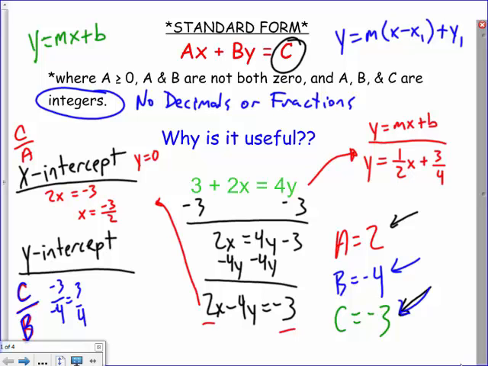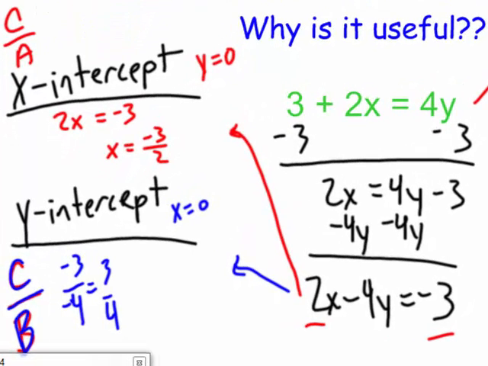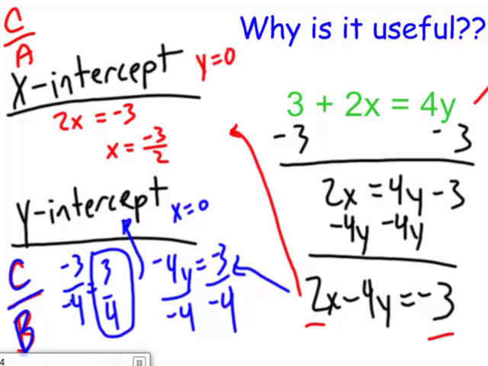Well, to find the y-intercept, that's when x is 0. So let's try it. So if that's 0, now 2 times 0 is 0. So I'd have -4y equals -3, and divide by -4. There we go. That worked out, right? So the y-intercept is 3/4. The x-intercept is -3 over 2. And we could do it really quickly by just knowing that. I just take c over a for the x-intercept and c over b for the y-intercept.